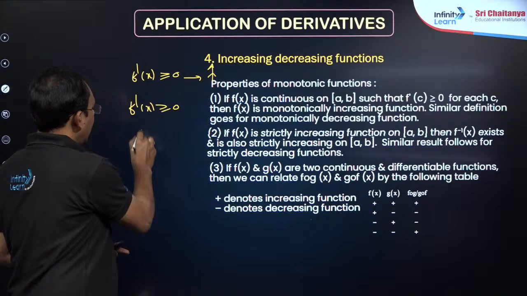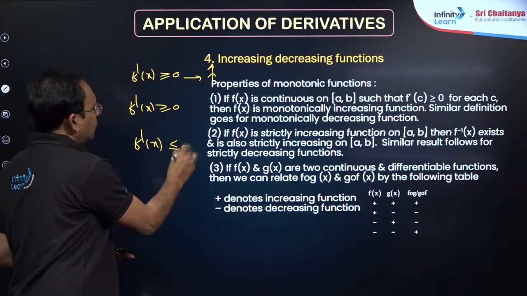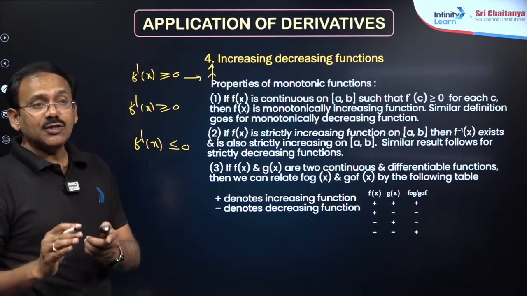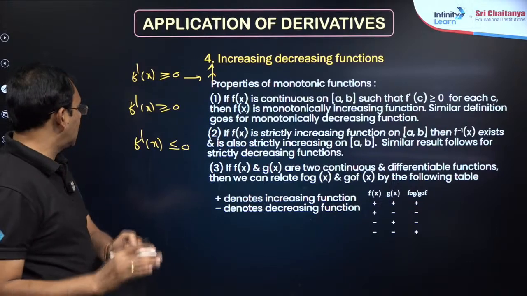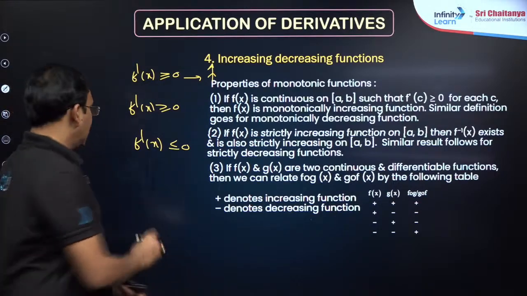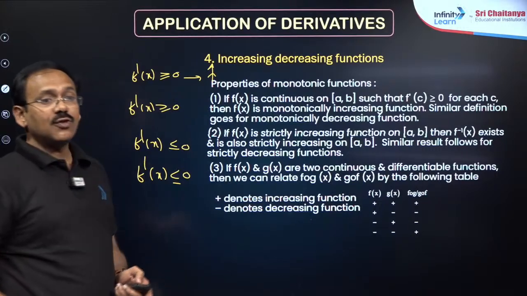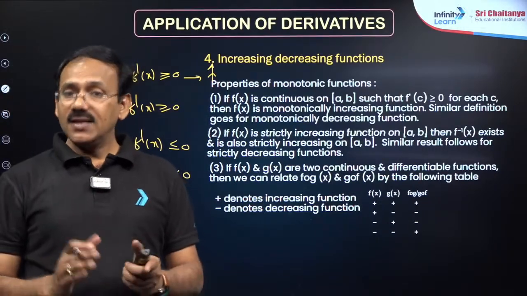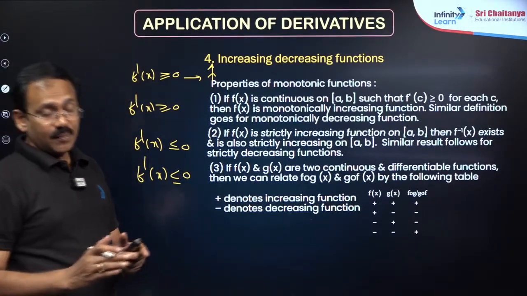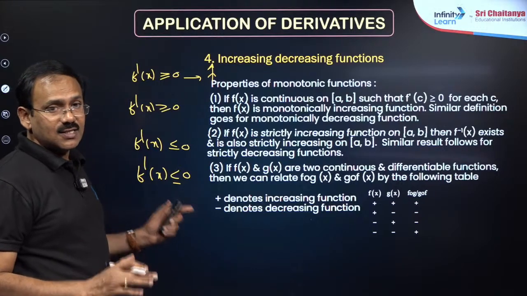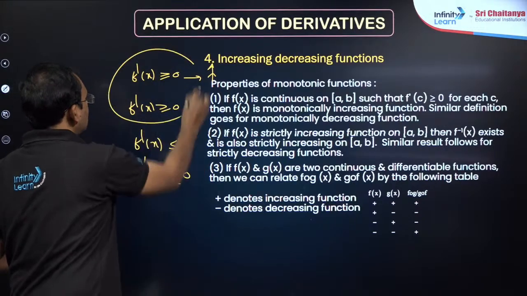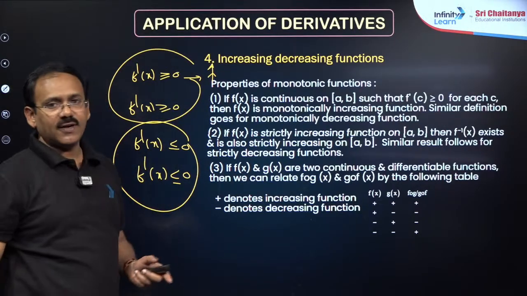Similarly, f dash of x less than or equal to 0, where equal to 0 happens here and there, we can say that it is strictly decreasing. F dash of x less than or equal to 0, where equal to 0 happens over an interval, we can say that it is decreasing. So for increasing and decreasing, these points are enough, my dear friends.